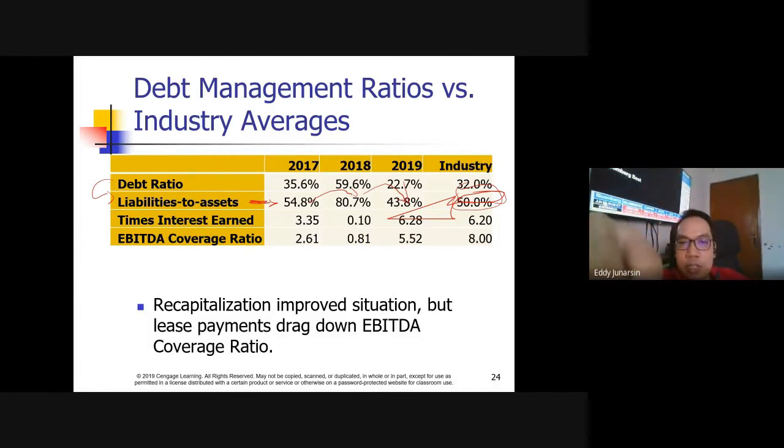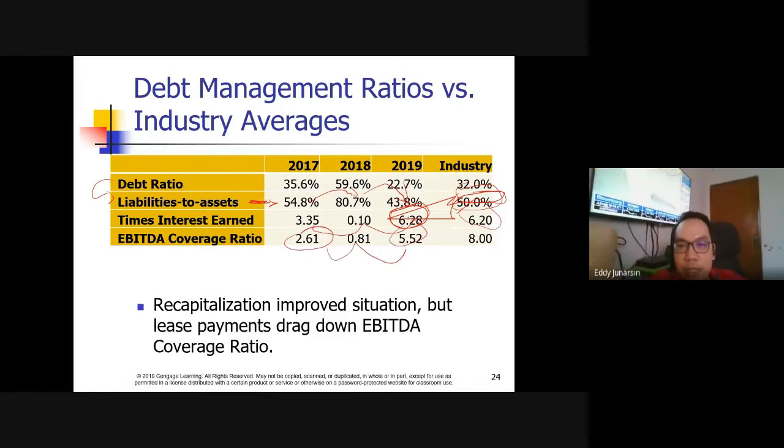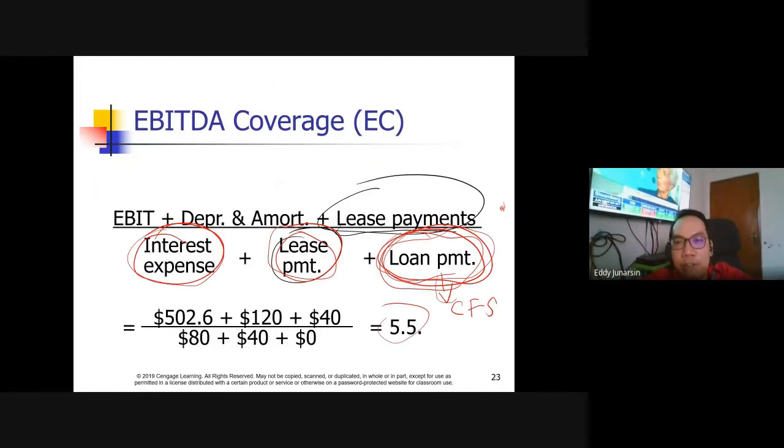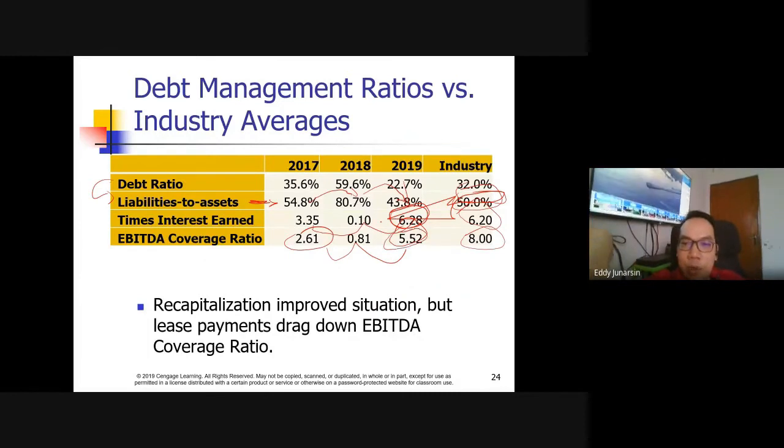In times interest earned, the TIE ratio went down and then went up, and the industry average is 6.2. So actually, the company is quite able with respect to its ability to cover the interest expense with its operating profit. But when we measure the EBITDA coverage, it is not as strong as the industry average. Remember the EBITDA coverage, the ability of the firm to service its interest expense, lease expense, and principal payment. So not as strong as the industry average.